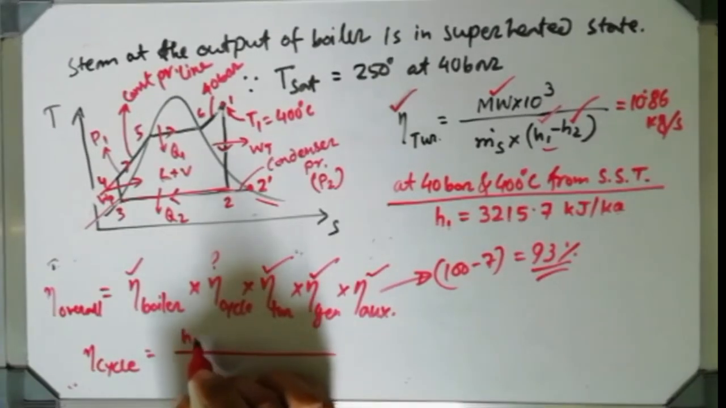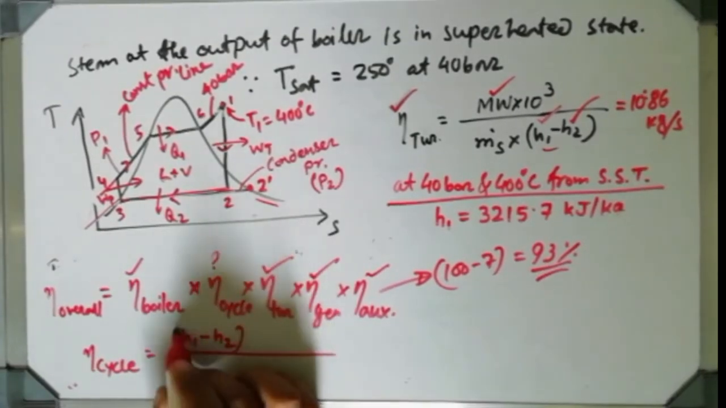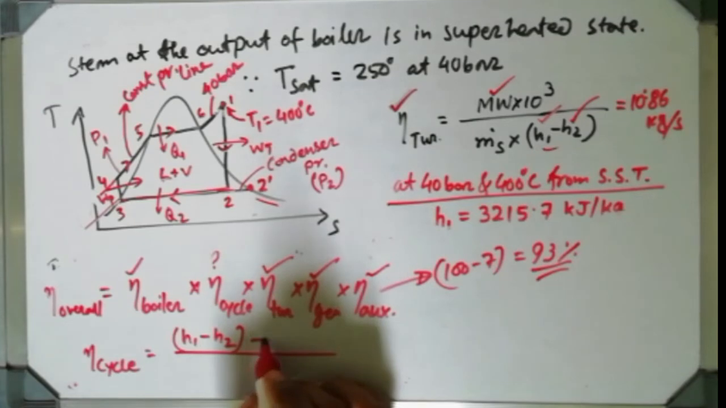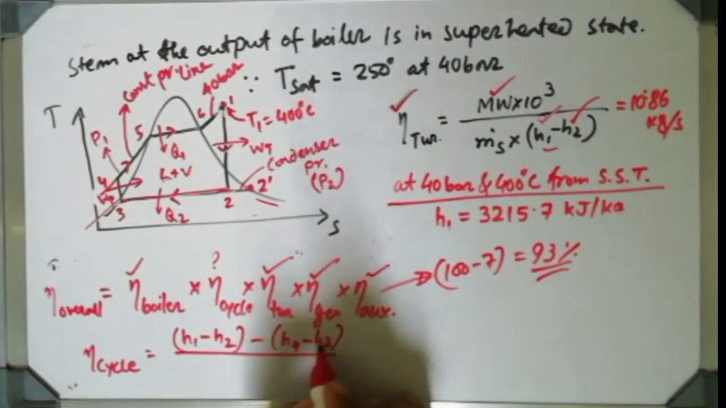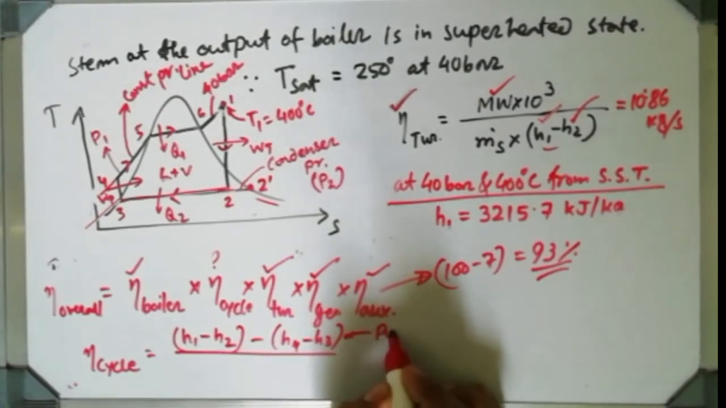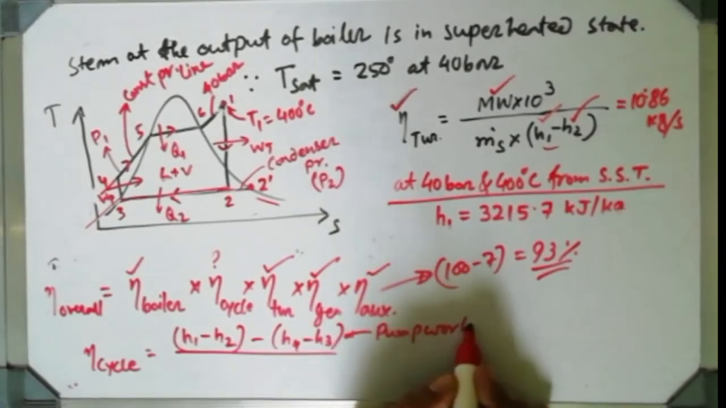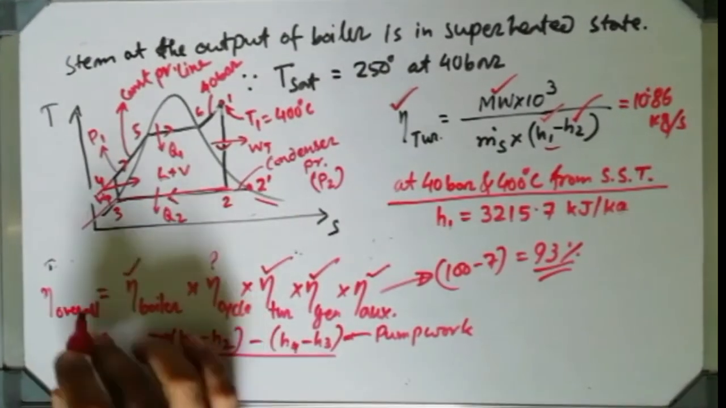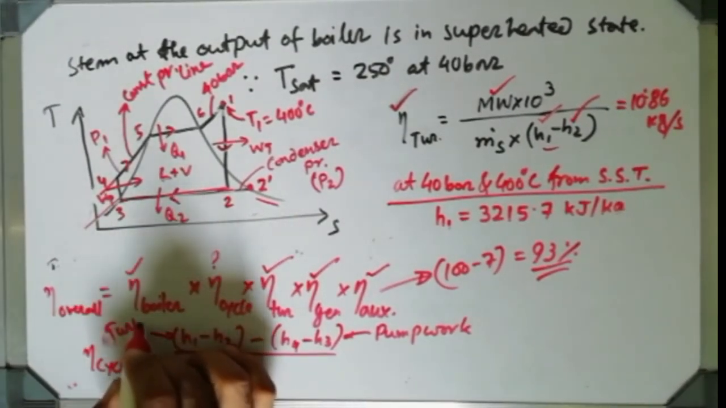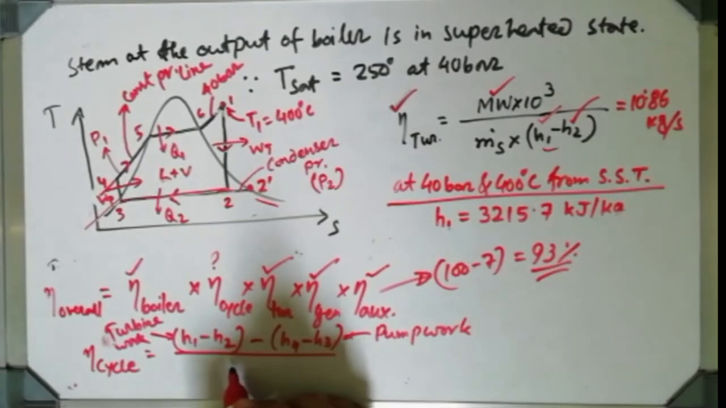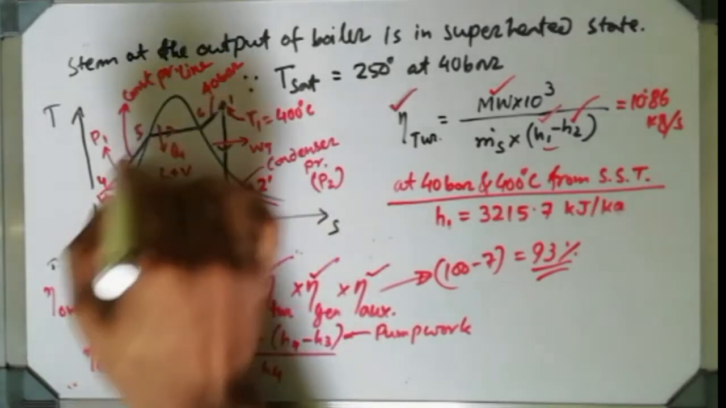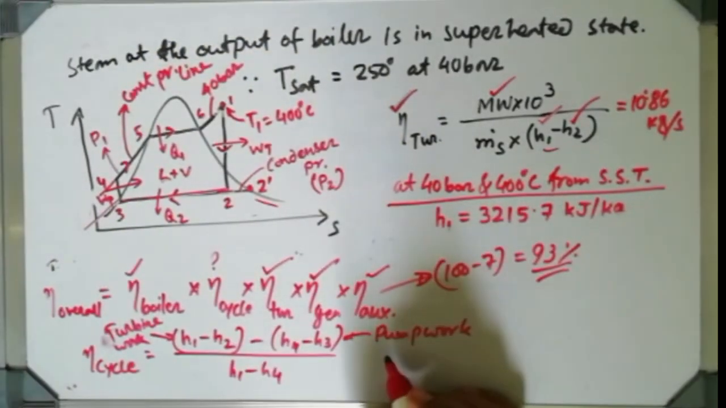Net work done I have written, just see the note whatever I have given you just now. H1 minus H2 minus H4 minus H3, that is the pump work. This is the pump work, and that is the boiler work. Turbine work. If you subtract these two, you are getting the net work done with respect to the amount of heat supplied in, that is H1 minus H4. See the same notation I am using over here.